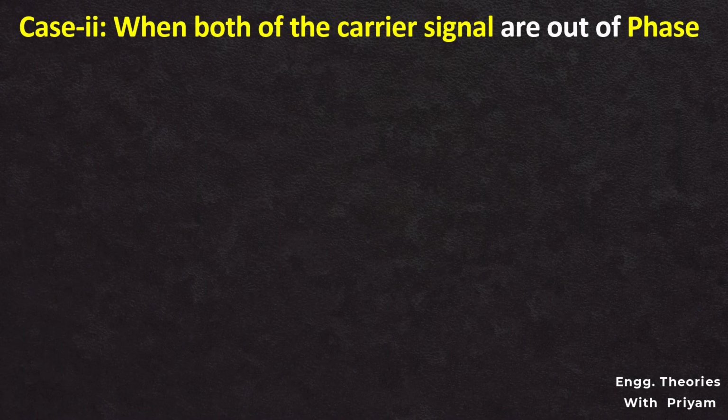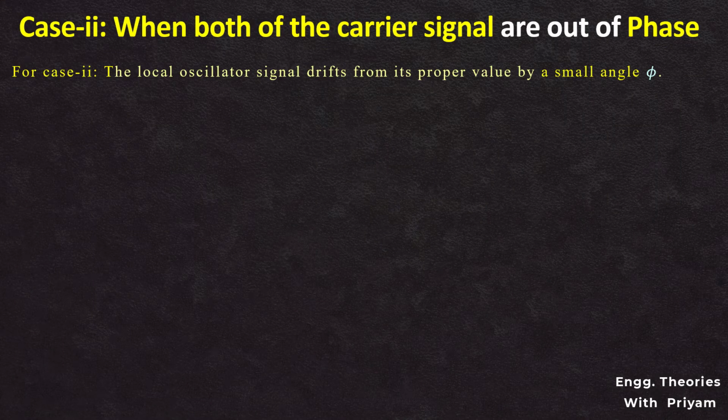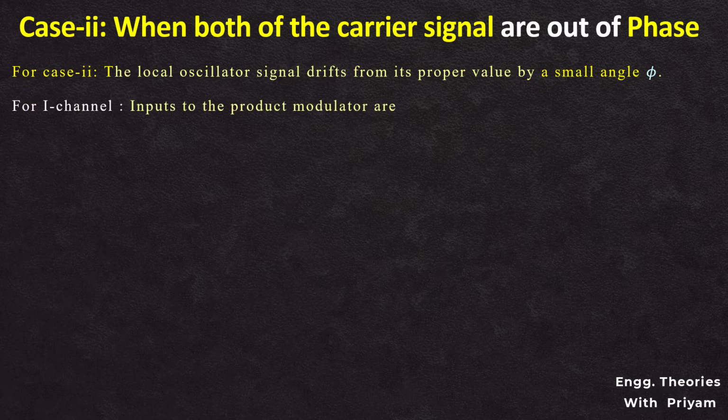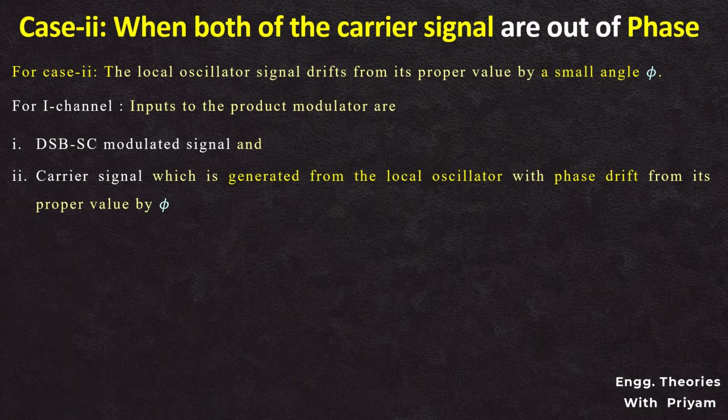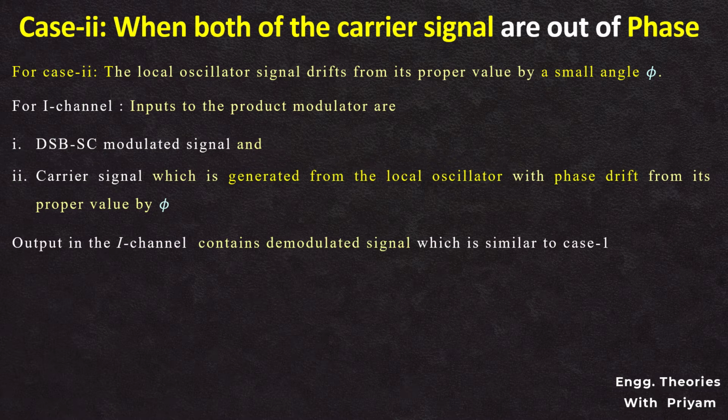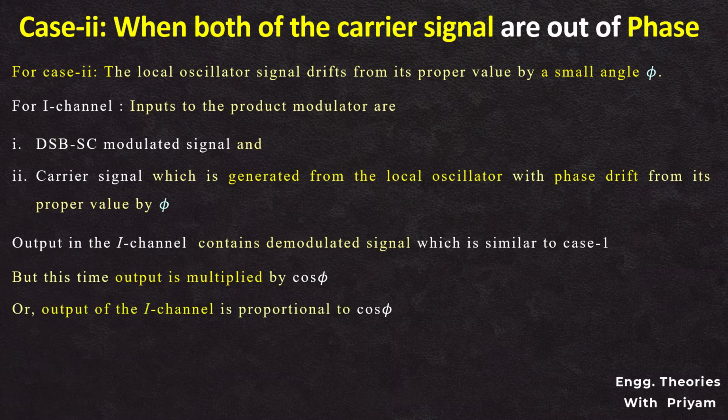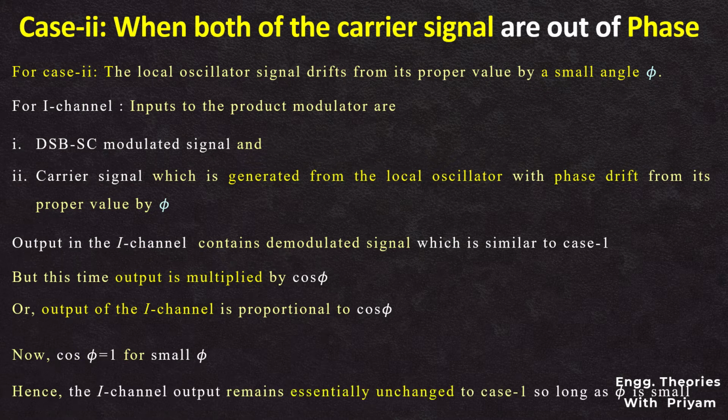Case 2. In this case, the local oscillator signal drifts from its proper value by a small angle phi radians. For the I channel, inputs to the product modulator are the DSB-SC modulated signal and another input is the carrier signal. It is generated by the local oscillator and it drifts from its proper value by a small angle phi radians. The output of the I channel contains the demodulated signal, which is similar to case 1, but this time the output is multiplied by cos phi, or the output in the I channel is proportional to cos phi. Now cos phi is equal to 1 for a small phi, hence the I channel output remains essentially unchanged from case 1 as long as phi is small.